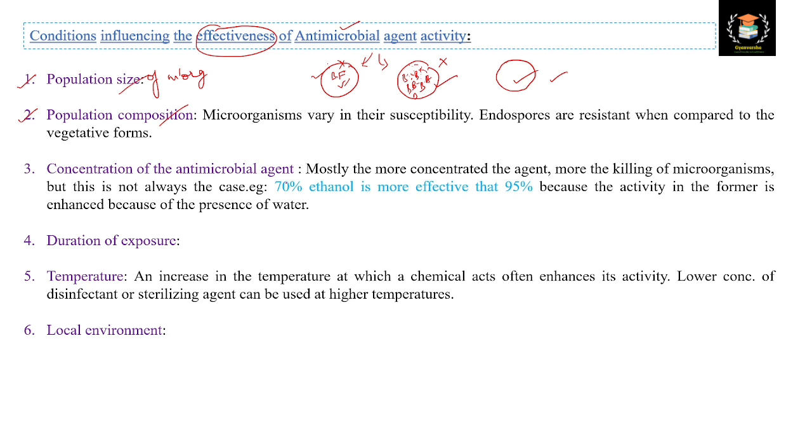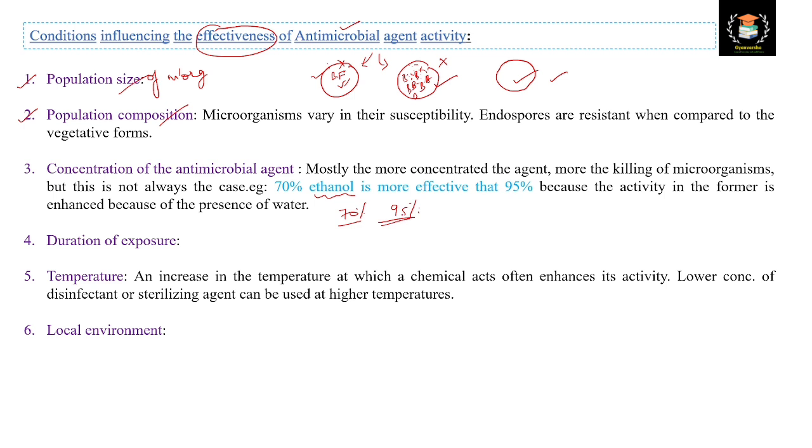Concentration of the antimicrobial agent. Mostly, the more concentrated the agent, the more the killing of microorganisms. You might know this, but there are some cases where, if the antimicrobial agent is 100%, very concentrated, it won't be effective. For example, in the case of ethanol, we generally use 70% ethanol in our labs rather than 95%.